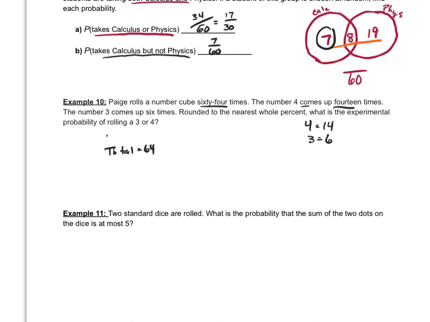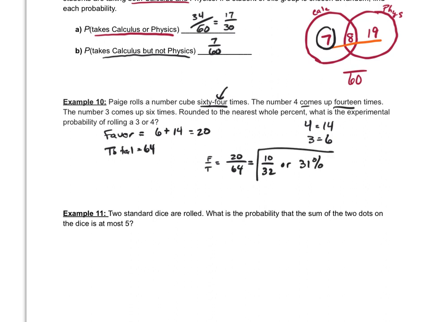Well, out of those, the favorable outcomes, rolling a 3 or 4, would be 6 plus 14, which is 20. So the favorable divided by the total is going to be 20 divided by 64. Remember, we rolled that cube 64 times. That was the total number of trials. That is going to simplify to 10 over 32, or approximately 31%. There you go. So that is the experimental probability.